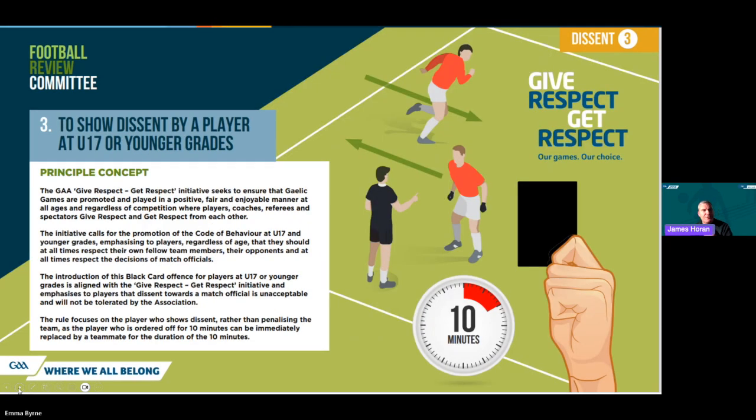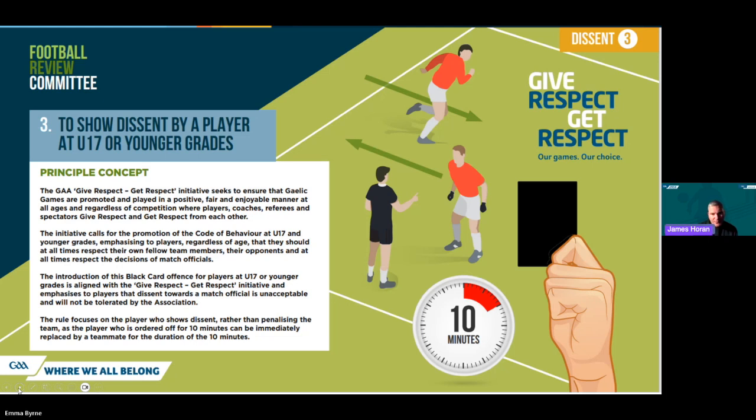Okay, and just the last one: showing dissent by a player at under 17 or younger grades. Again, in the whole theme of what we're trying to do to develop respect amongst officials, the initiative calls for the promotion of the code of behaviour at under 17. The introduction of this black card offence for players at under 17 or younger grades is aligned to give respect, get respect, and emphasises to players that dissent towards a match official is unacceptable.